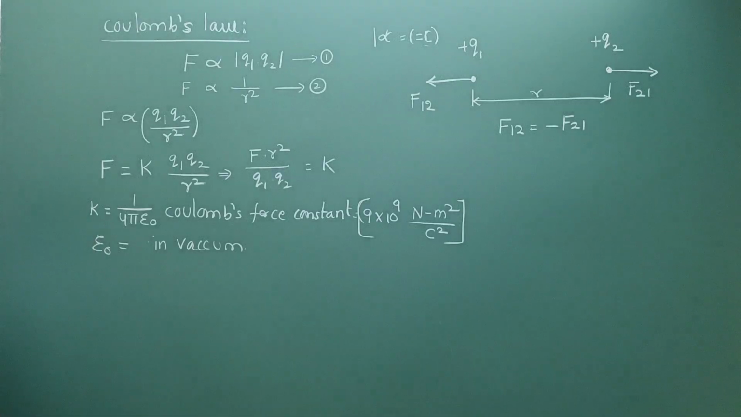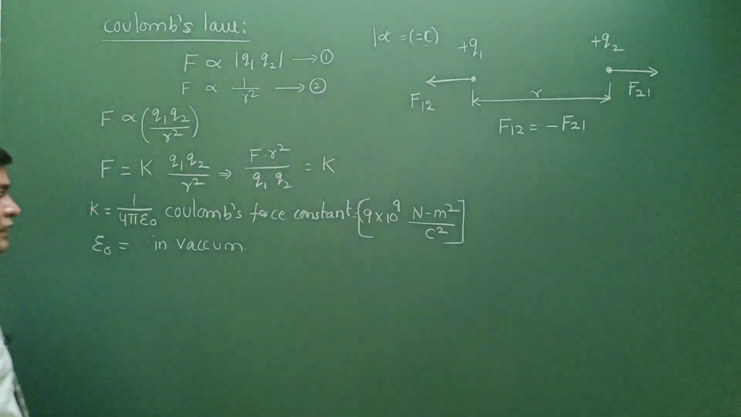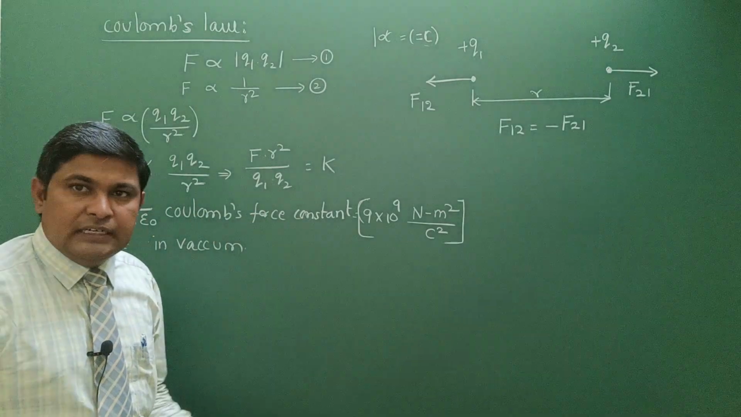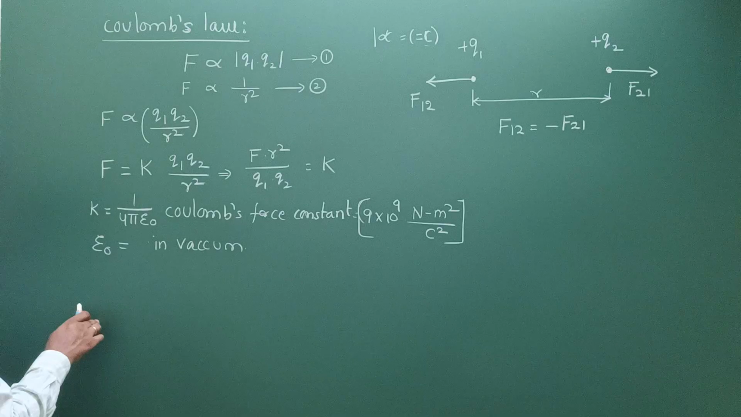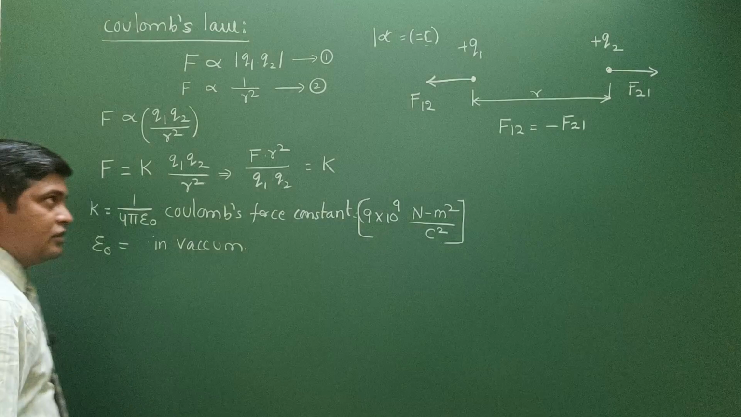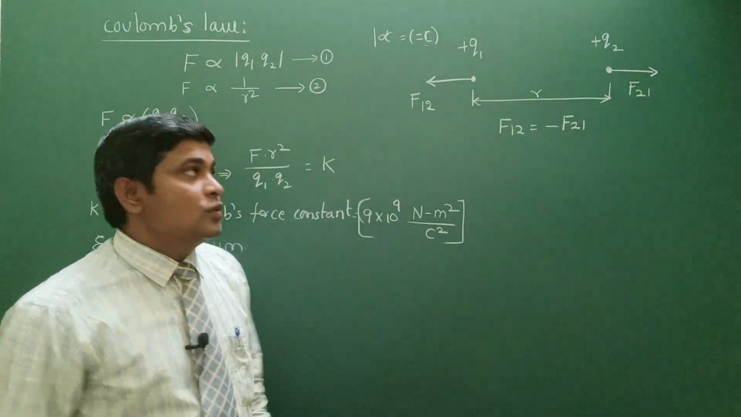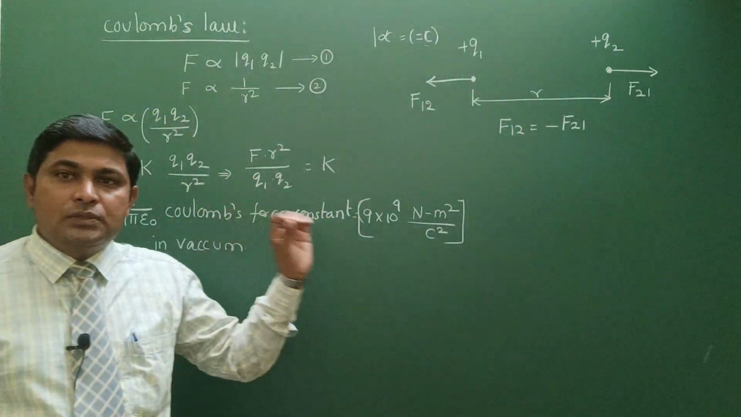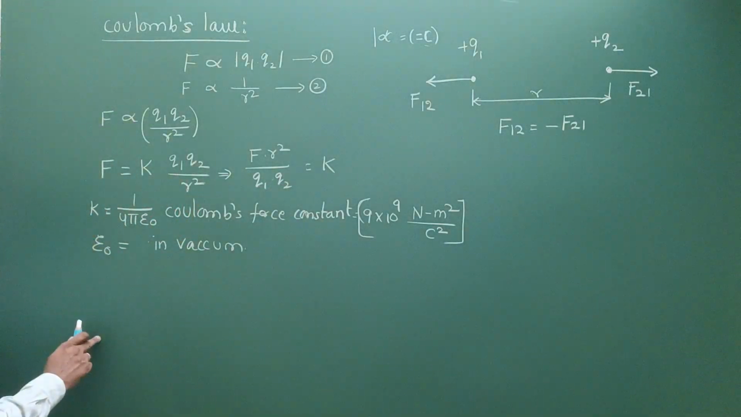Now, the k value is 9 into 10 to the power of 9. How it is determined, and for what convenience it was taken like that, we will discuss later. But now, what is this epsilon naught? It is the electric permittivity in vacuum, because we are assuming these charges to be in vacuum. These two charges are not in any medium, they are in a vacuum.